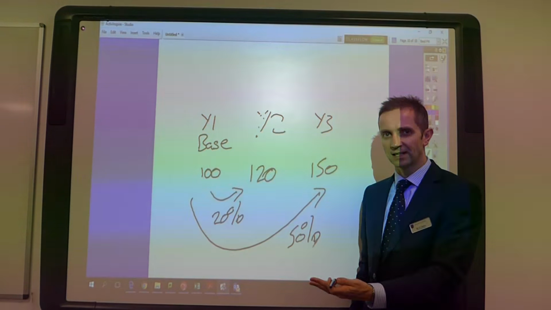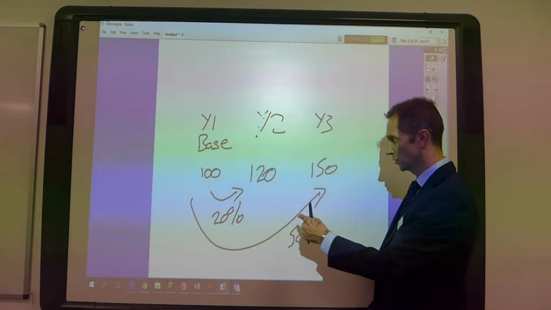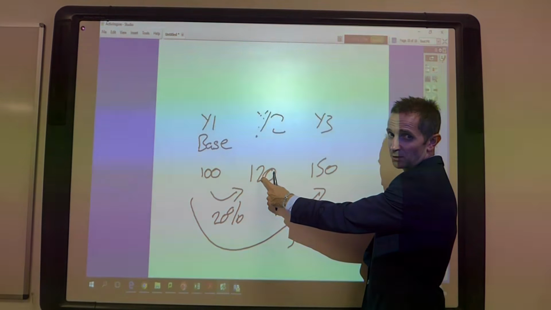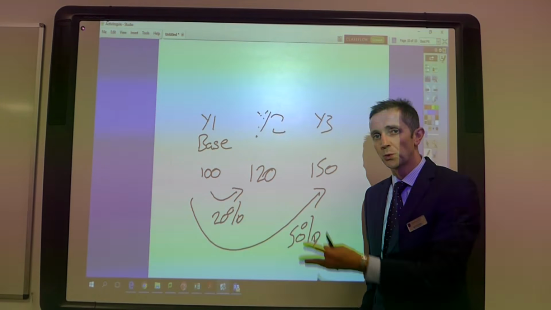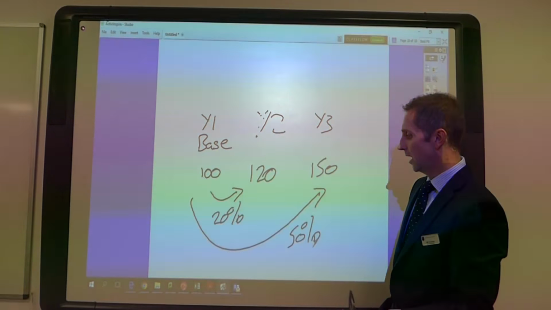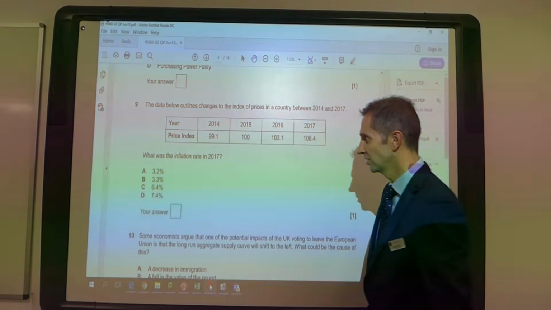You'd have to calculate that. So you'd have to do 150 minus 120, which is 30, over 120, so that would actually give you 25%. And that's really what this question is asking you to do.